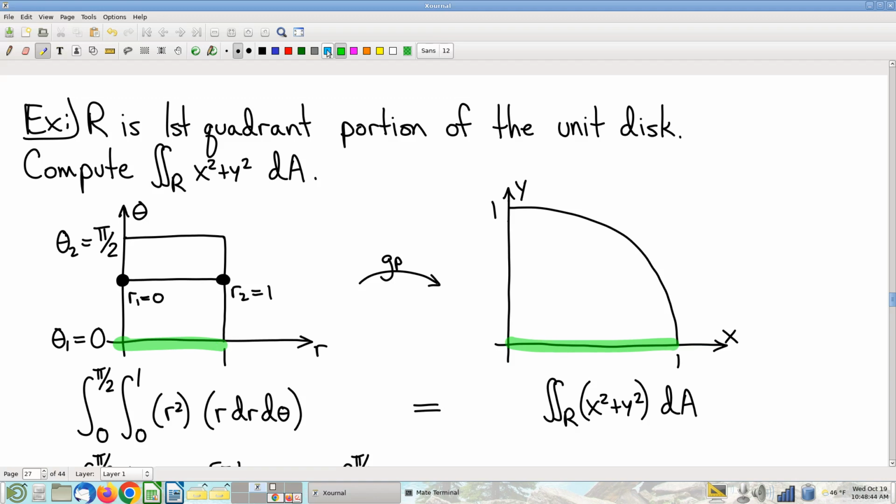Let's think about this edge there. This edge has r fixed at 1, and theta goes from 0 to pi over 2. Well, boom. Yeah, everybody with me? What can I say about this edge? Well, let's see. Theta is pi over 2. r goes from 0 to 1. Okay, so there you go.